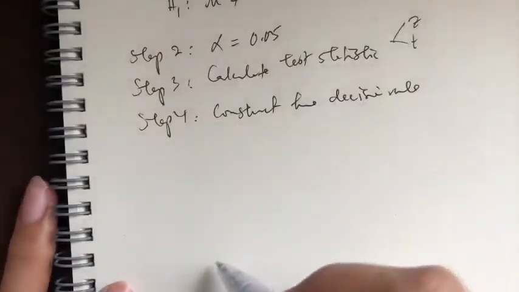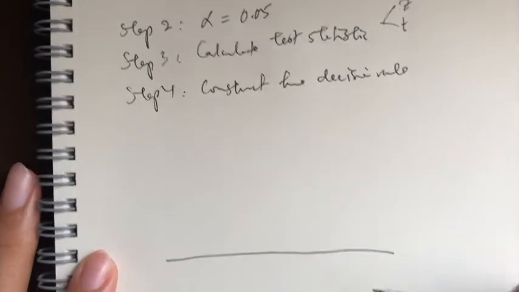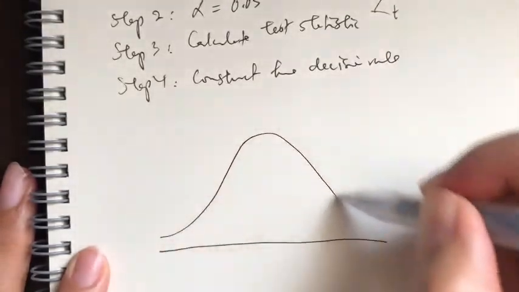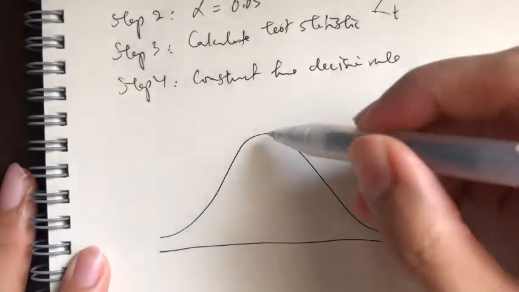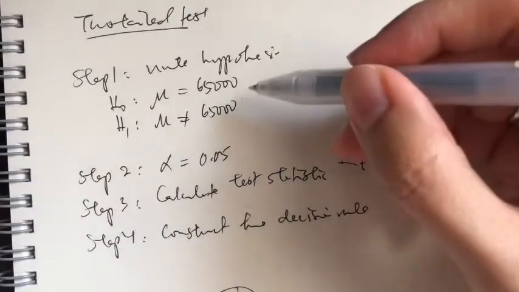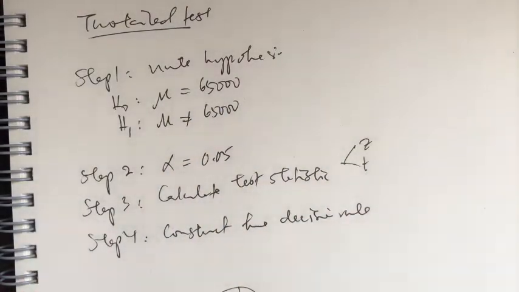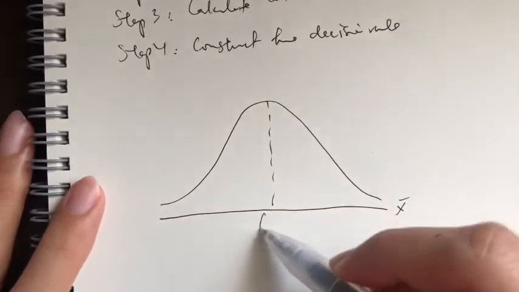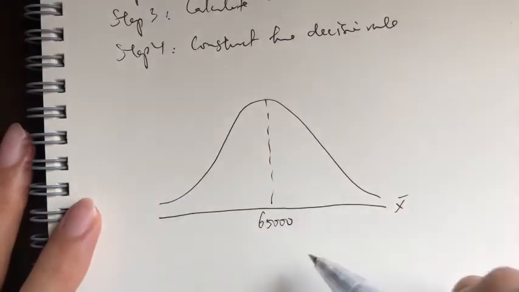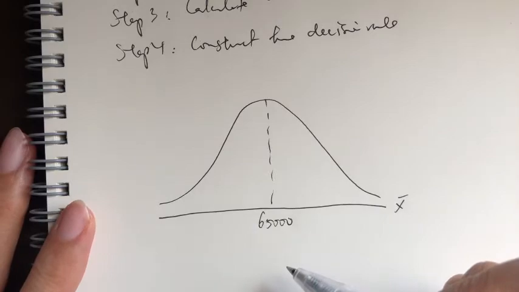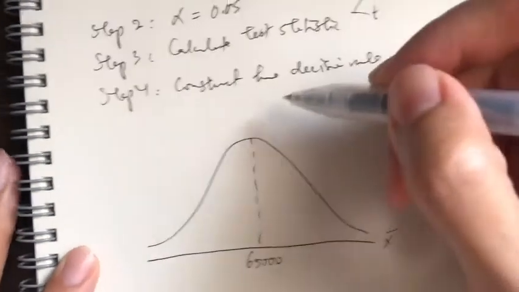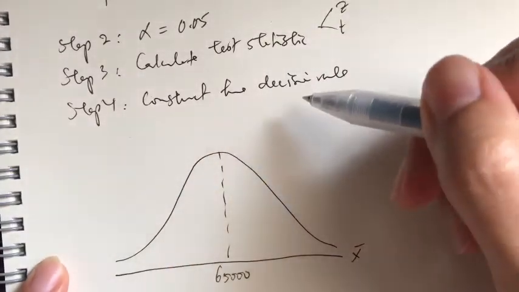So how do we do that? Here's our normal distribution. This is all of our X bar values. From the question just now, we hypothesize mu to be 65,000, so it's here. This is our average, 65,000. Now remember, the thing we need to do is find out what our decision rule is.